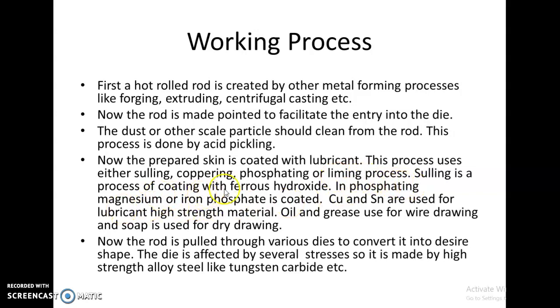Swilling is a process of coating with ferrous hydroxide. In phosphating, magnesium or iron phosphate is coated. Cuprum and stannum are used as lubricant for high strength material. Oil and grease are used for wire drawing and soap is used for dry drawing. Now the rod is pulled through various dies to convert it into the desired shape. The die is affected by several stresses due to the tensile force provided by the carriage, so it is made of high strength alloy steel like tungsten carbide, diamond, etc.